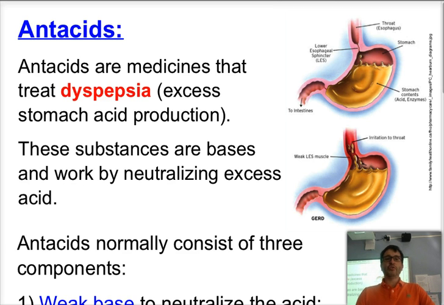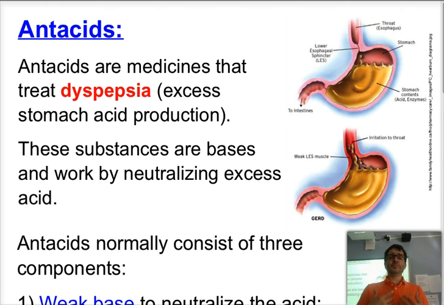Antacids are very straightforward. They are medicines that are used to treat dyspepsia, which is just the excess production of acid in the stomach, and also acid reflux, basically the sense of heartburn when you have acid entering the esophagus.